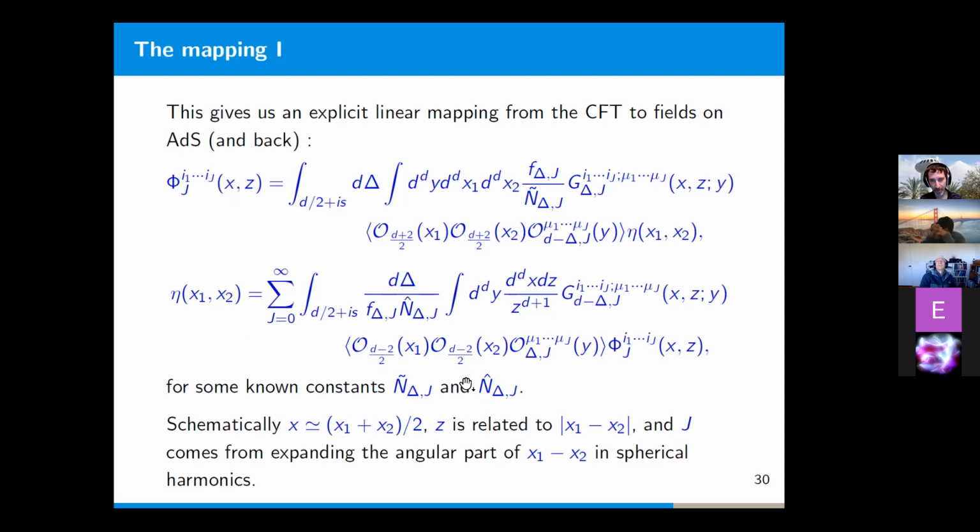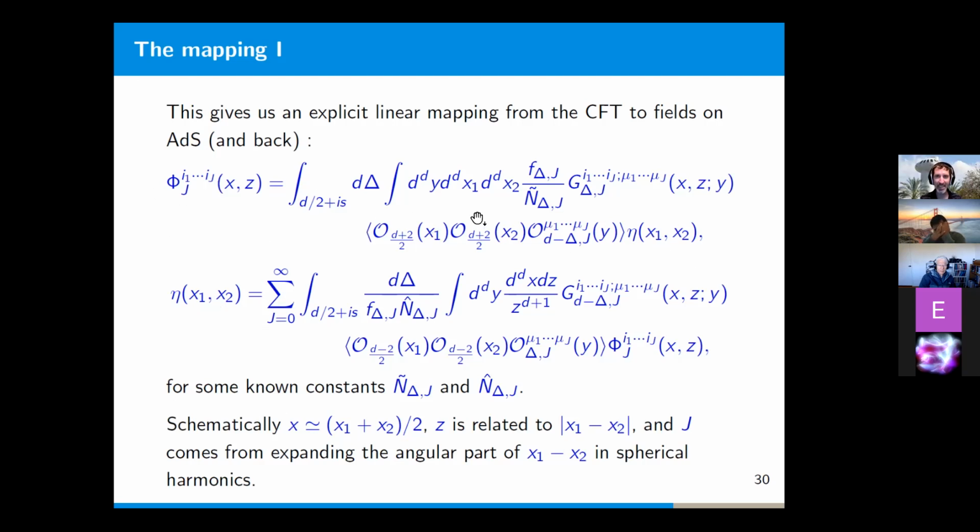We can think of the radial position in AdS space as coming from the absolute value of the distance between these two points, and then we can expand the rest of the distance between these two points in spherical harmonics. We can think of the spin j field as coming from expanding this bilocal field in spherical harmonics in the relative distance between these two points. So in terms of just counting, that's why it makes sense to map these bilocal fields in a d-dimensional theory to these spin j fields living in AdS space.